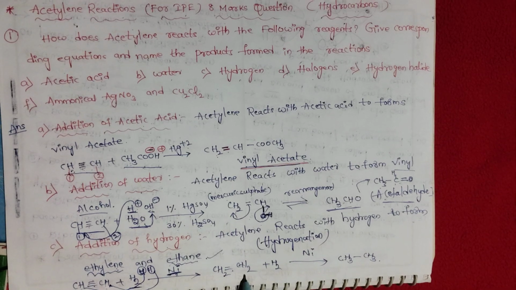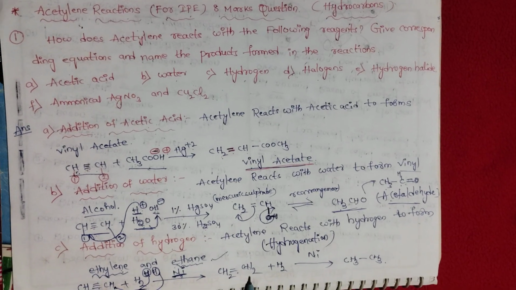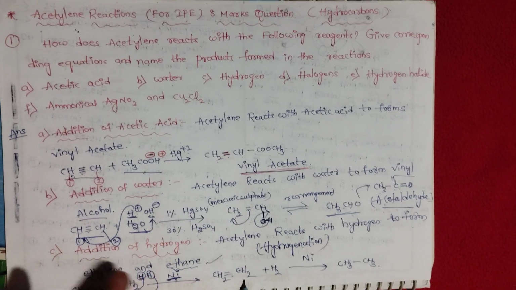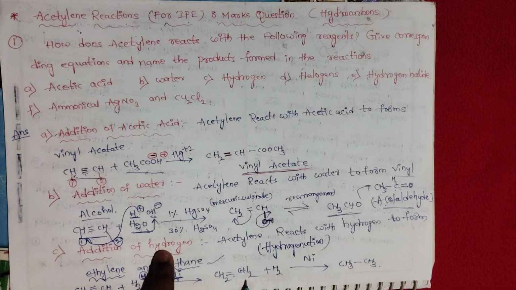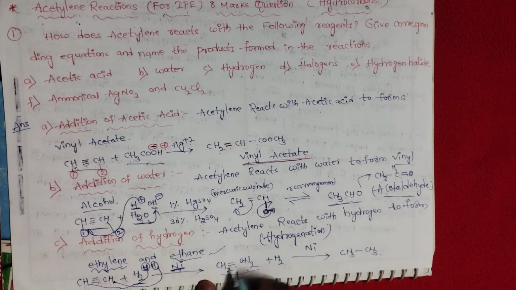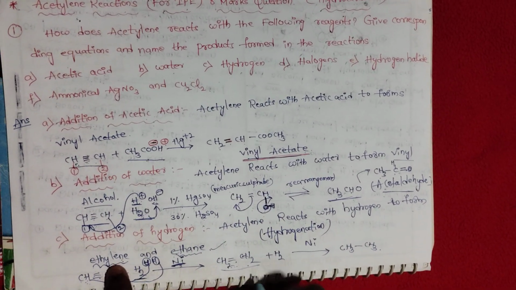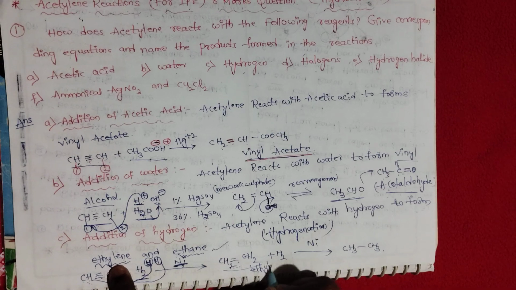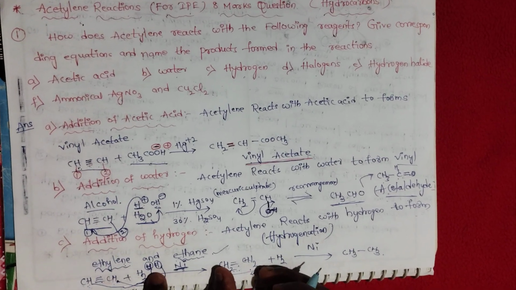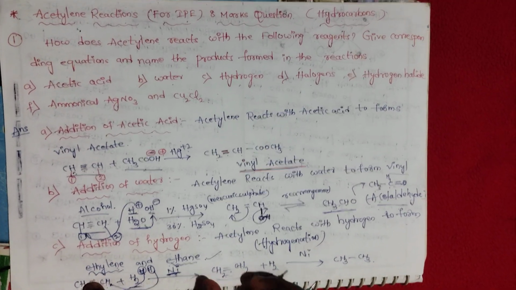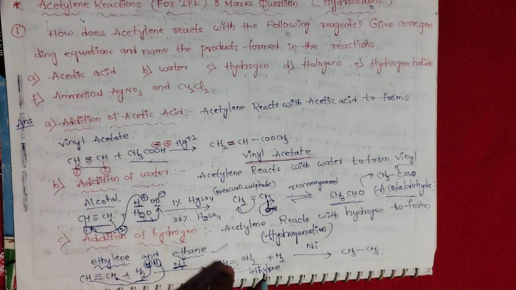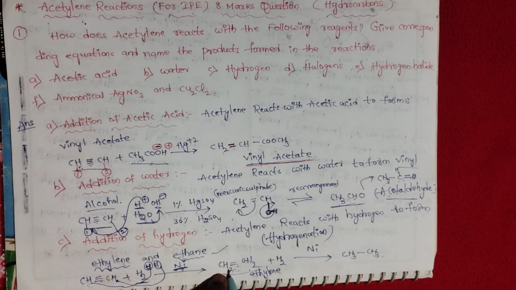So it is converted into CH2. The same phenomenon is also possible for the addition of hydrogen, in a similar manner. So what was the product we got initially, that is ethylene? Initially, by adding hydrogen to acetylene, which product do we get? Ethylene.